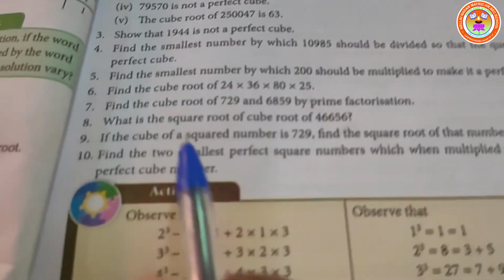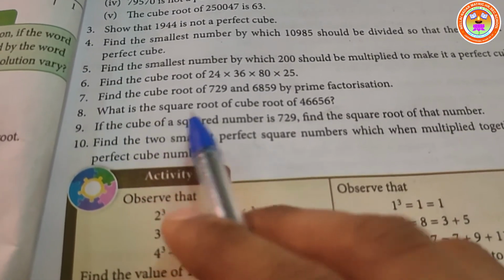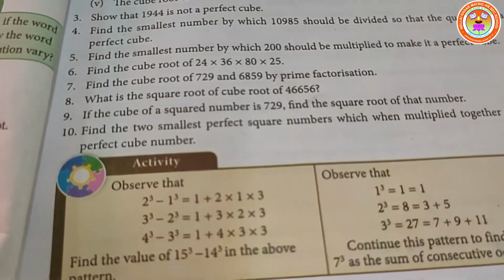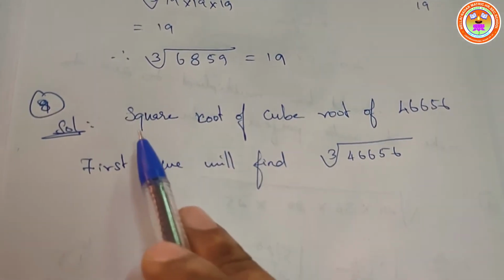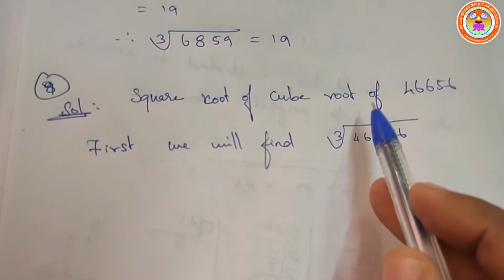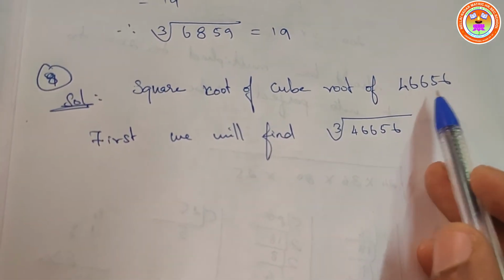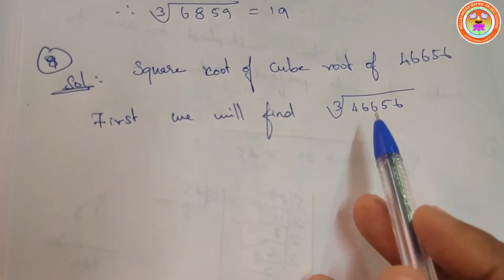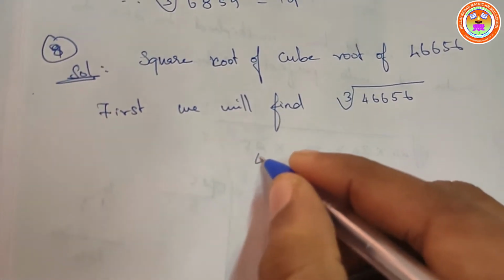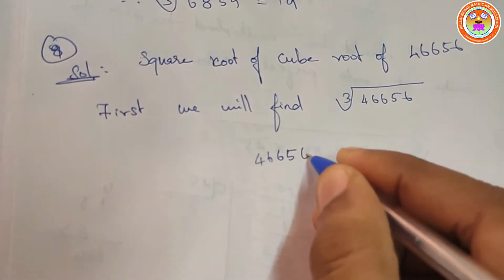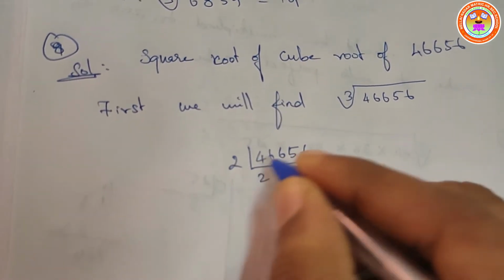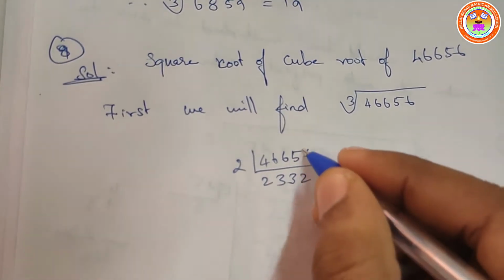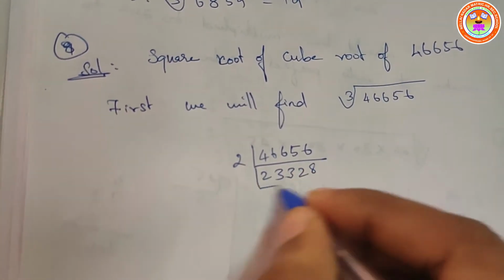Now we will move on to the 8th question. What is the square root of the cube root of 46,656? So this is the given question. Square root of cube root of 46,656. First we will find the cube root of 46,656. We will go for the prime factorization method. 2 tables, 2 2s are 4, 3 2s are 6, 3 2s are 6, and 2 2s are 4, remainder 1, 8 2s are 16. Again go for the 2 tables.